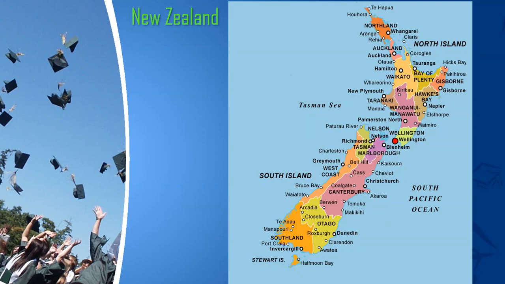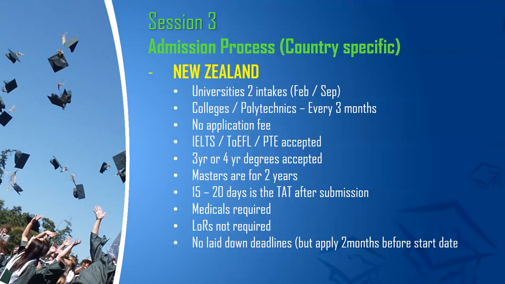There are only 8 universities in New Zealand, and the others are polytechnics or private education providers. Universities have two intakes, that is February and September. Some of them have started July intakes also. Colleges and polytechnics have intakes every 3 months. No application fees actually. All three exams like IELTS, TOEFL, and PTE are accepted.